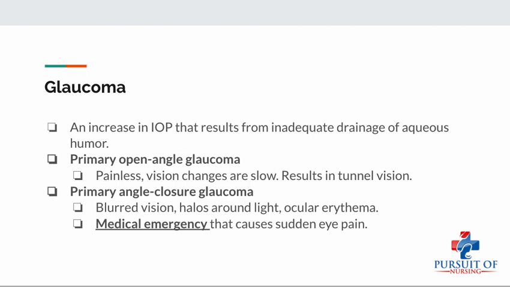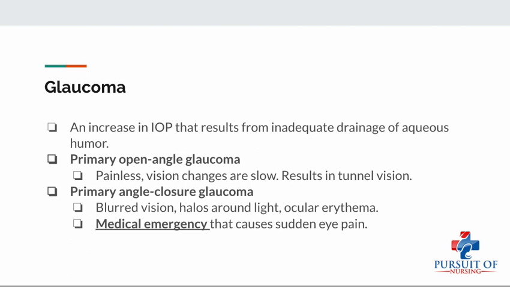Glaucoma. Glaucoma is an increase in intraocular pressure that results from inadequate drainage of aqueous humor. Glaucoma is a condition that damages the optic nerve and it can result in blindness if it goes untreated. There are two different types. You have primary open-angle glaucoma and then primary angle closure glaucoma. Primary open-angle glaucoma is your most common type. It's painless. The vision changes are slow. It eventually results in tunnel vision.